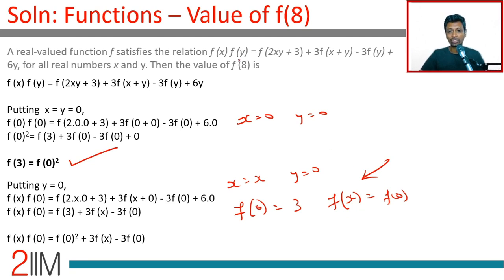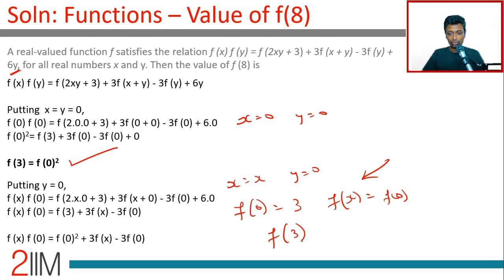We're putting f of x equal to k. k square equals k plus 3k minus 3k plus 6 into value. It looks like that will break down because of the 6y term here. So I'm going to eliminate this possibility that f of x is a constant. We get f of 0 equal to 3.